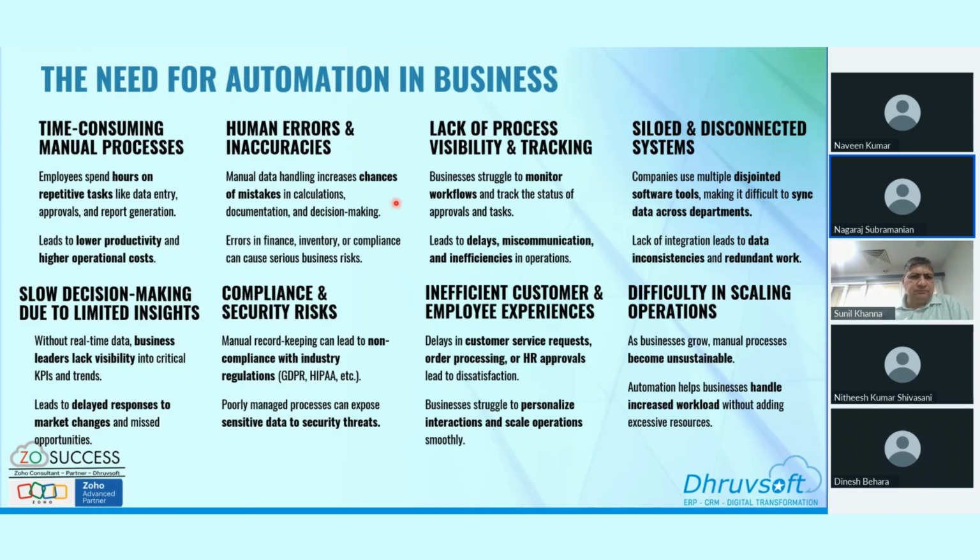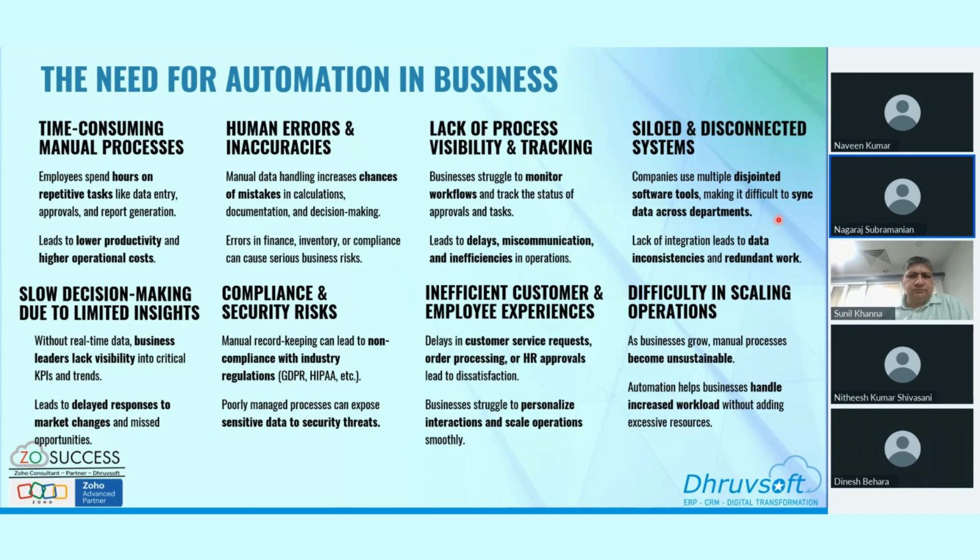Next, human errors and inaccuracies. Due to manual data handling, the chances of mistakes are high, with lots of mistakes in calculation, documentation, and decision making. As an effect of this, we can face errors in finance and inventory and compliance, causing serious business risks. And we have the lack of process visibility and tracking. You can monitor your complete workflows and track the status of approvals and tasks. Without it, delays and miscommunication happen, and inefficiency in operations also happens.